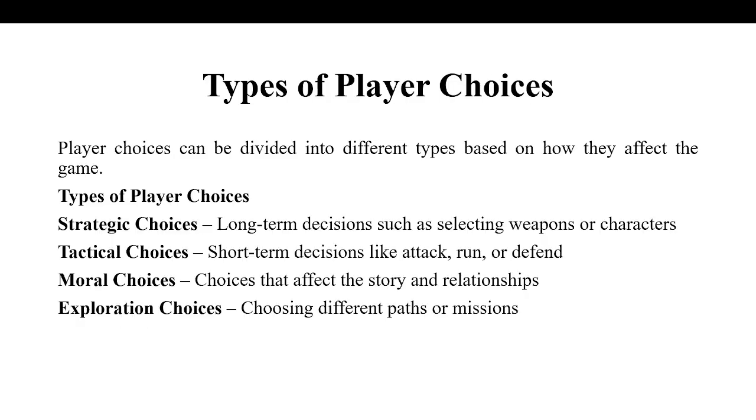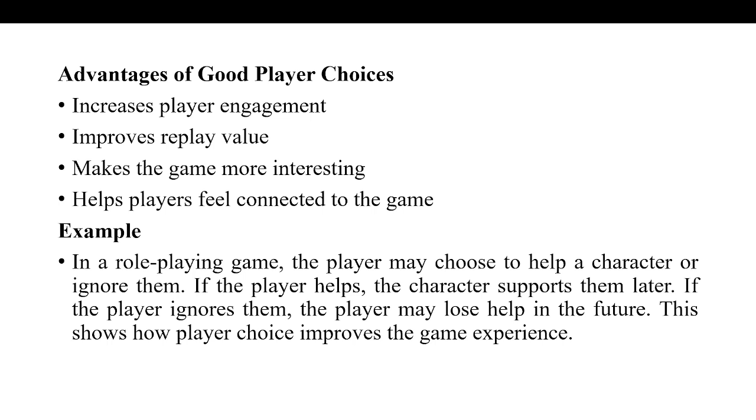What are the types of player choices? We have different types of player choices. The first is the strategic choice, the second is the tactical choice, the third is the moral choice, and the fourth is the exploration choice. Strategic choices are long-term decisions, such as selecting weapons or a character. What are tactical choices? They are short-term decisions like attack, run, or defense. The moral choice is where the story affects relationships, and the different paths are the missions.